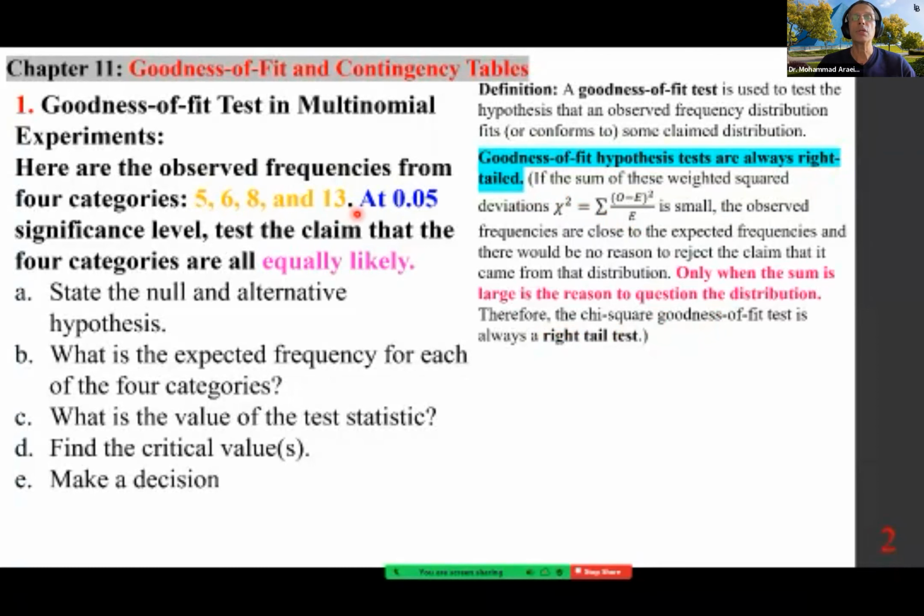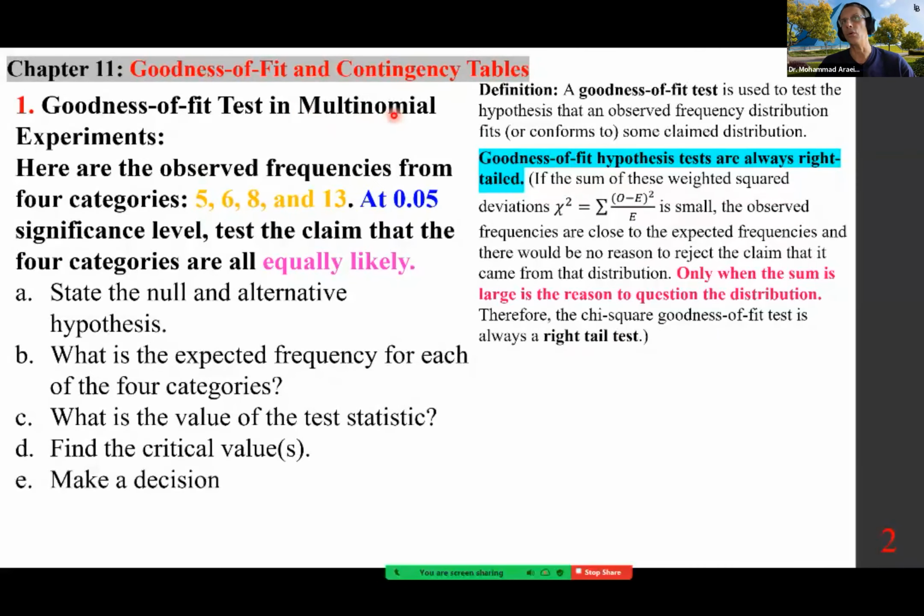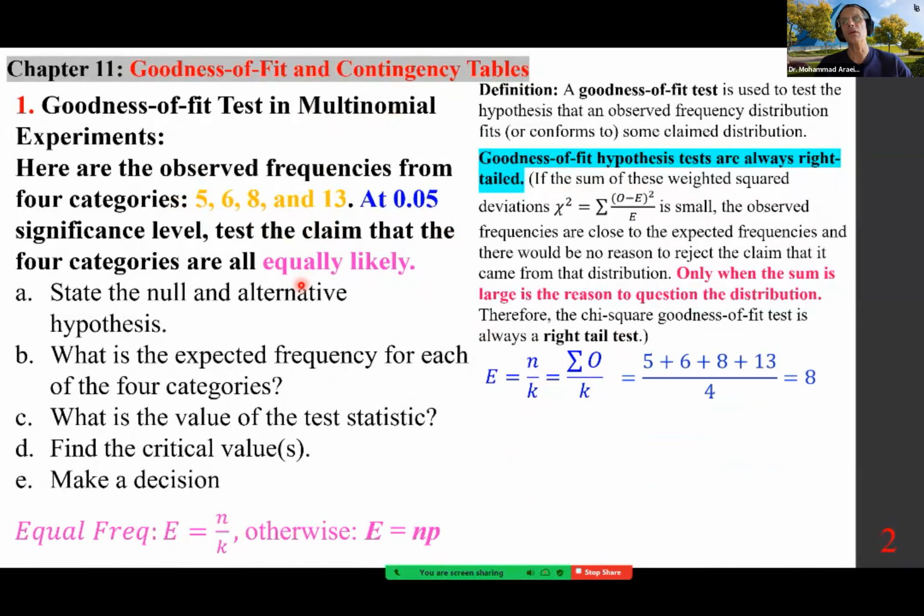So we have more than 2 categories, and I want to remind you of binomial, which has 2 categories. In this case, we have more than 2. E is n over k, or E is n times p, the proportion, equals n over k, or the summation of observed values over k. The summation of observed values is the n. In this case, 5, 6, 8, and 13 will be added and divided by however many categories there are. There are 4 categories. We end up with the number 8 in this case.